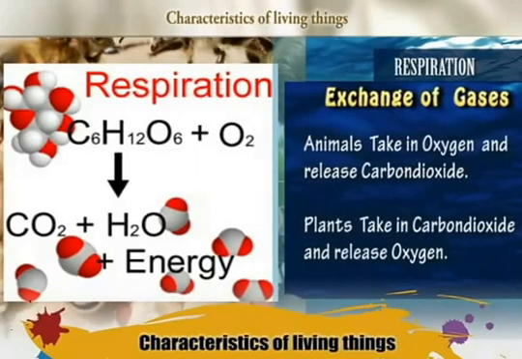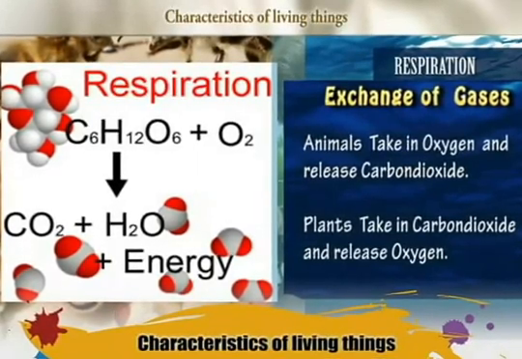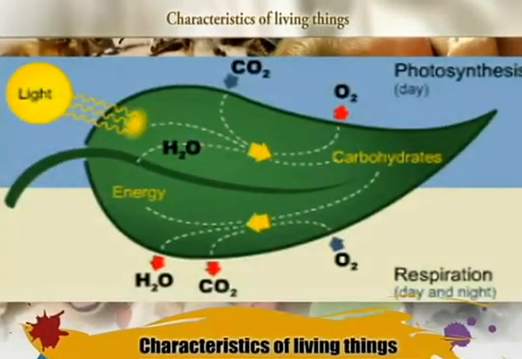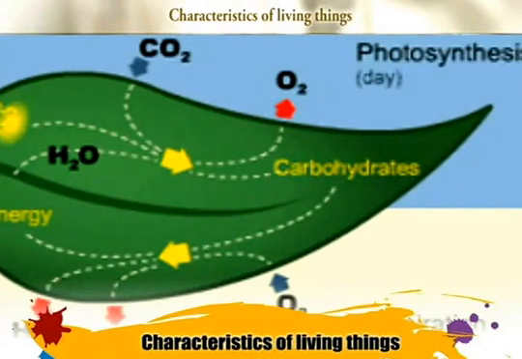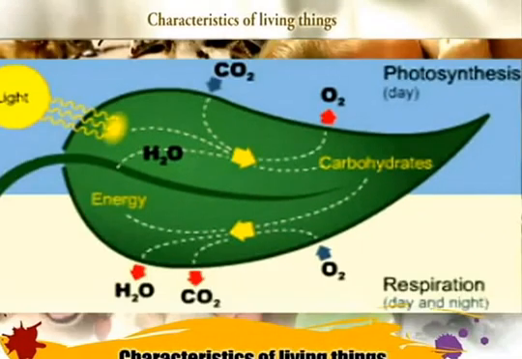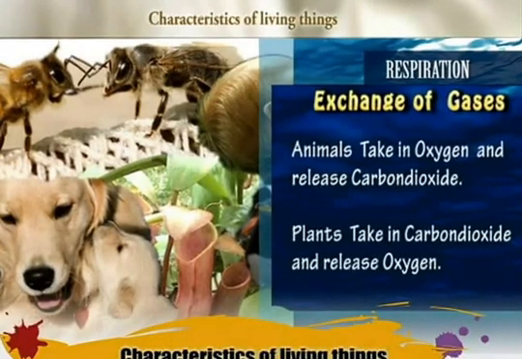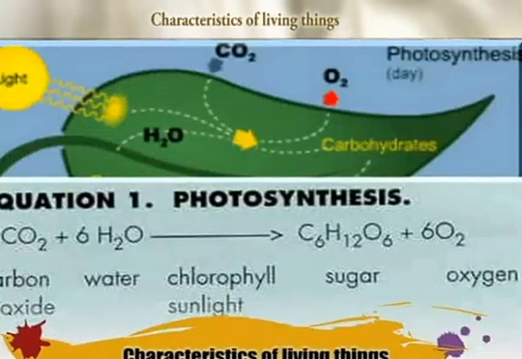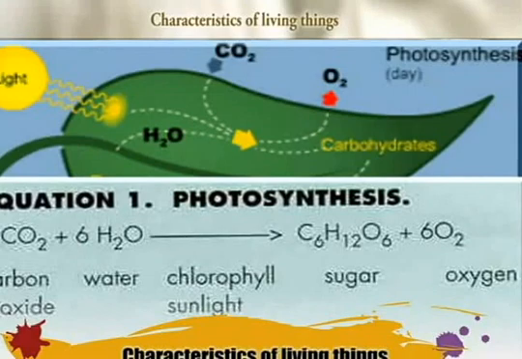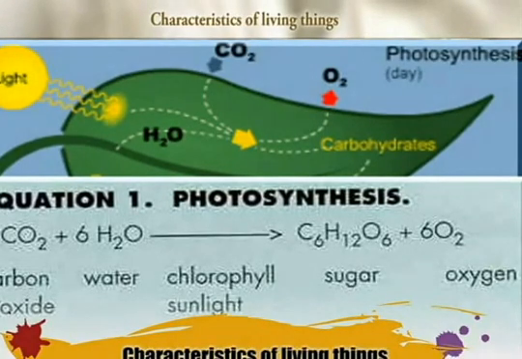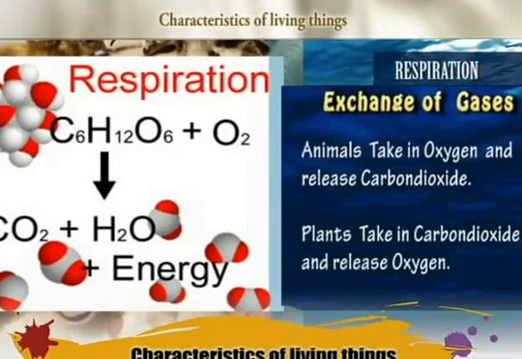Another characteristic of living things is respiration. There is exchange of gases within the organism and the environment. All living things respire. Animals take in oxygen and they release out carbon dioxide, whereas the plants will take in carbon dioxide and release oxygen. That is a characteristic of living things, which we are referring to as respiration.